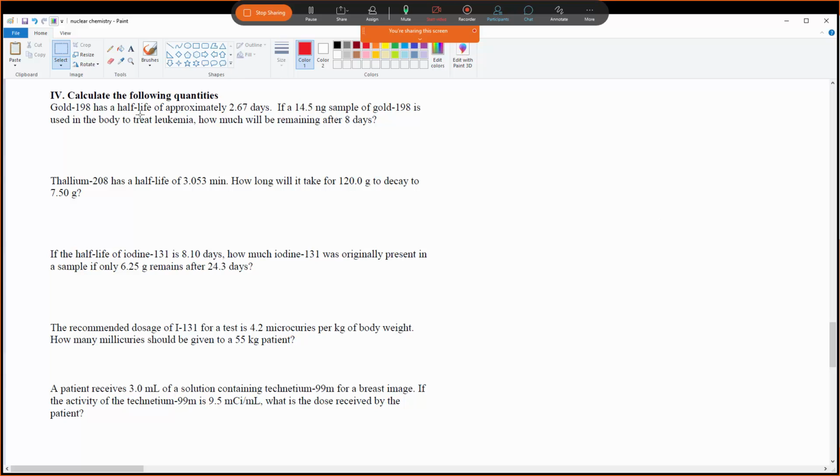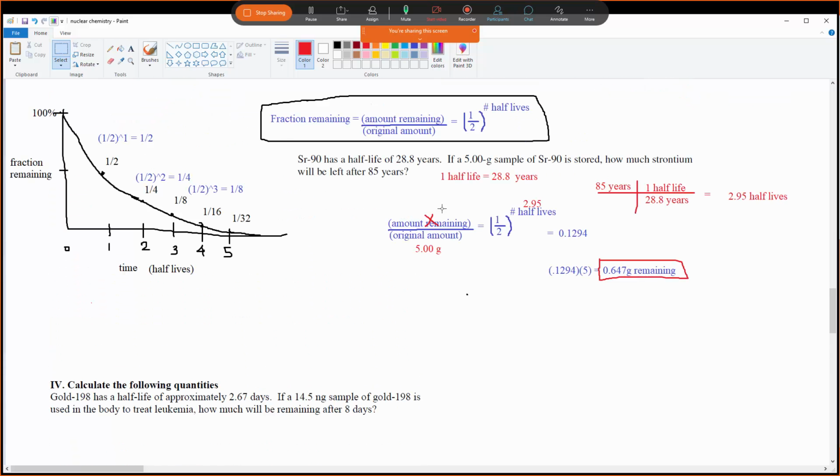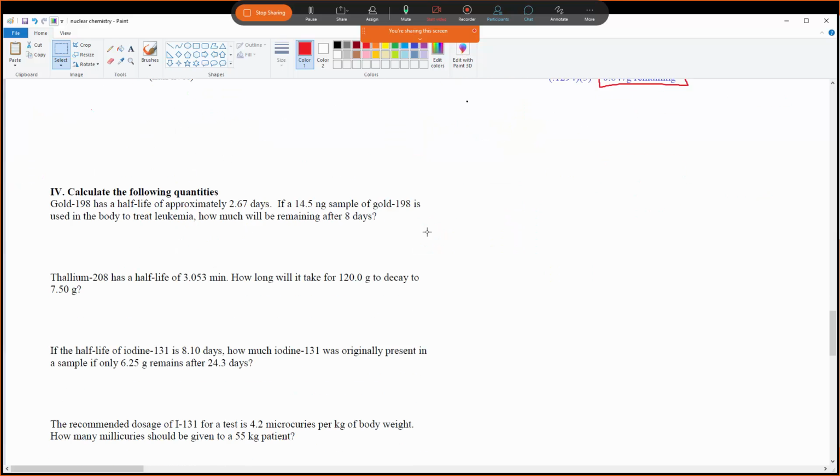Gold 198 has a half-life of approximately 2.67 days. If a 14.5 nanogram sample of gold 198 is used in the body to treat leukemia, how much is remaining after 8 days? Okay, so this is very much like the one that we just did, where we're trying to see how much remains after a certain amount of time.